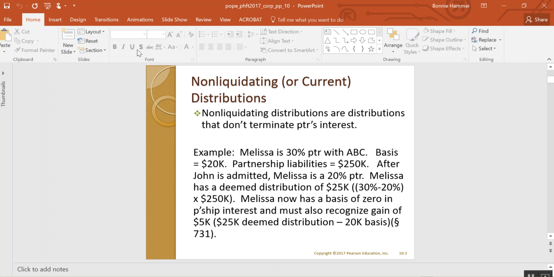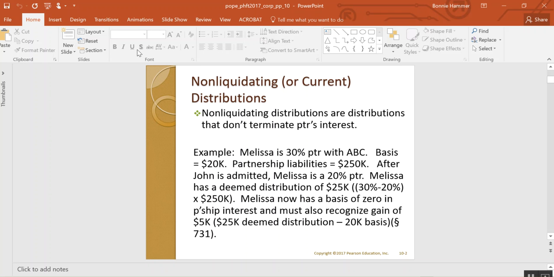So first of all, what is a non-liquidating distribution? Well, a non-liquidating distribution is one that does not terminate the partner's interest. And we'll find later in the chapter that a liquidating distribution is one that is made, it could be one of a series or just one distribution, which actually terminates the partner's interest in the partnership.